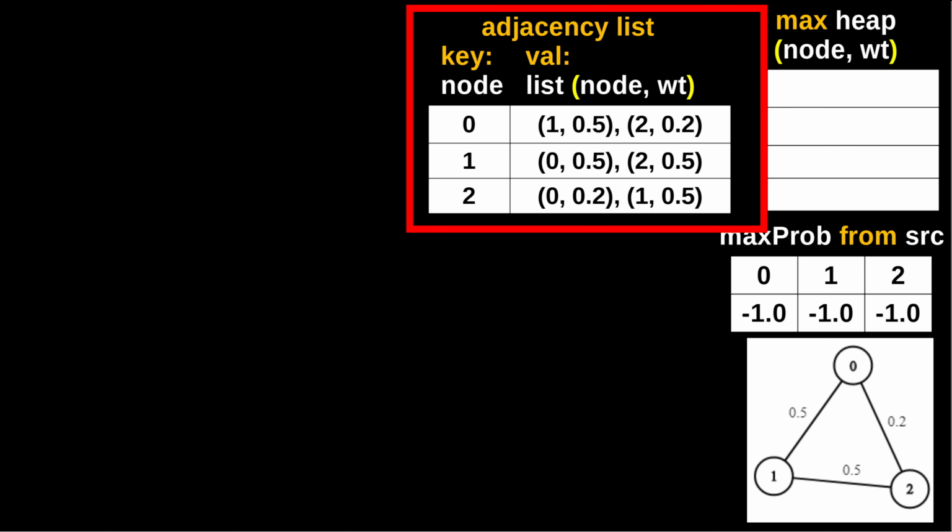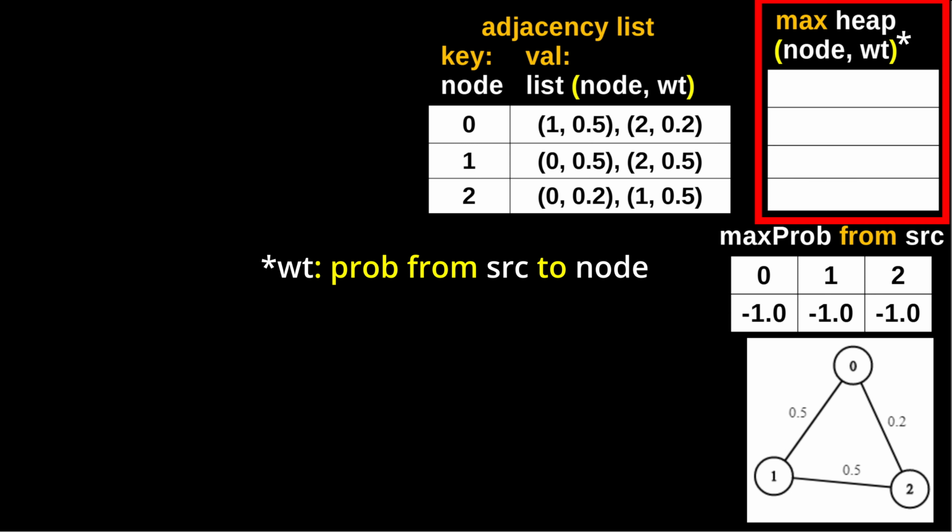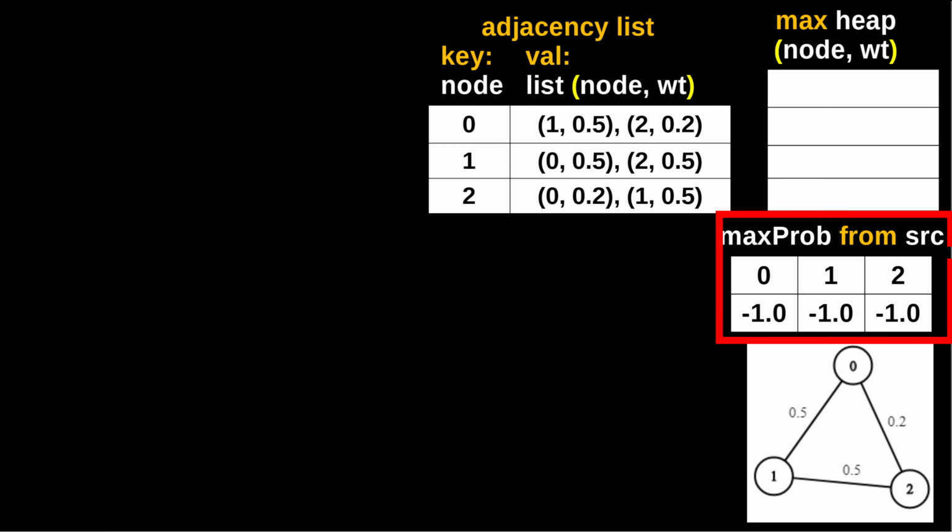For example, 0, 1 has a weight of 0.5, and 0, 2 has a weight of 0.2. We also need a max heap that also will store a list of tuples, comprising the node and weight. And the weight here is the probability of going from the source node to that node. I also set up an array where we're going to store the maximum probability of going from the source node to every node on the graph. And I set the base value to be minus 1.0. If it's a negative number, we know the maximum probability for that node has not been determined.